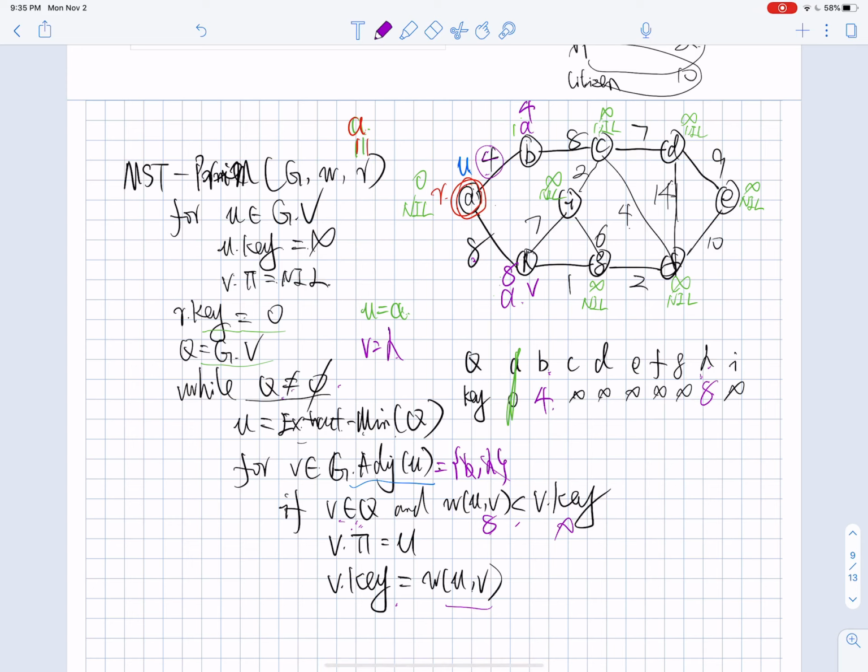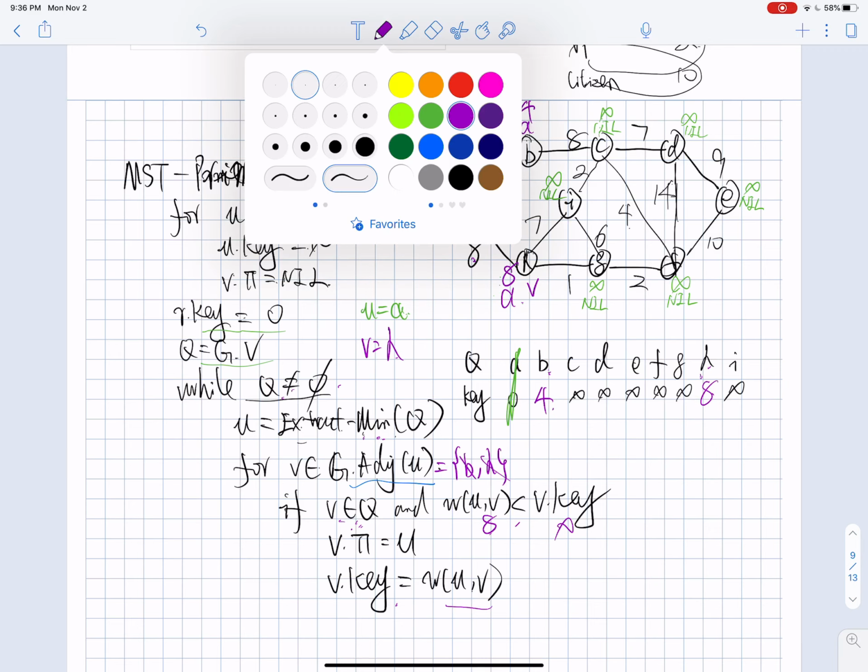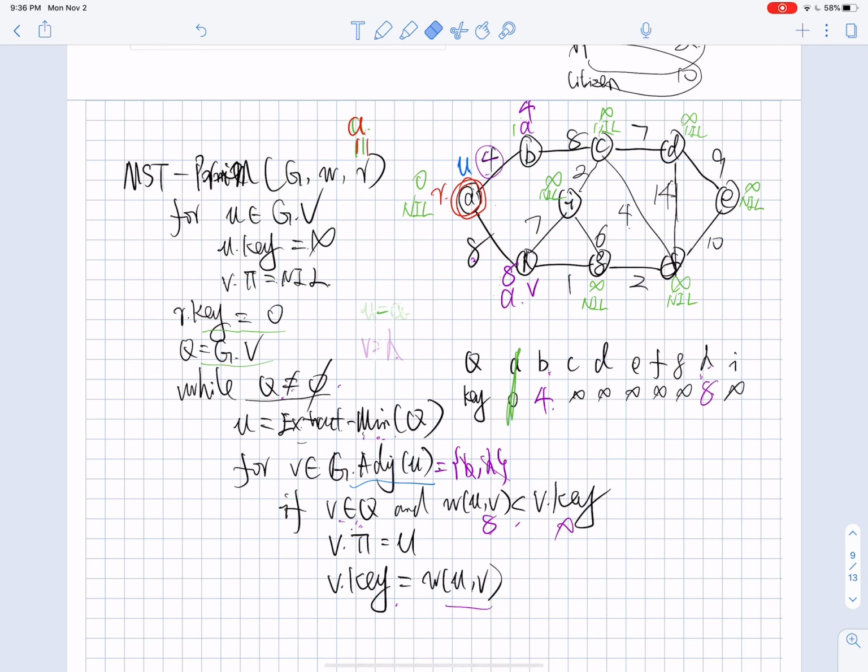So while the queue is not empty, yes, it's not empty, we're going to extract a min. So the node in the queue with the minimum key is B. So okay, the next node to be removed from the queue is just B. It's gone. So I'm going to put the red color around B, okay? So we have U right over here. And we have U right over here.